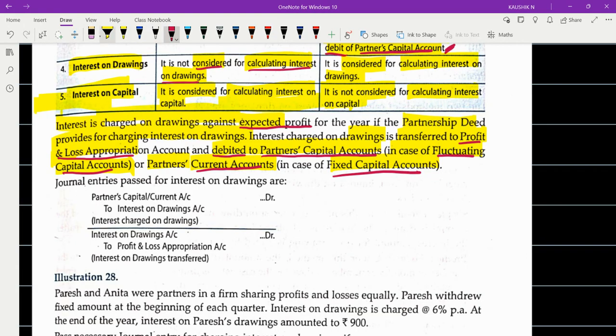So what is interest on drawings? What are the drawings against your profit? What are the drawings against your capital? Which drawings will we calculate interest on, where does it have to be shown, and how will it be taken up? Are all these points clear?